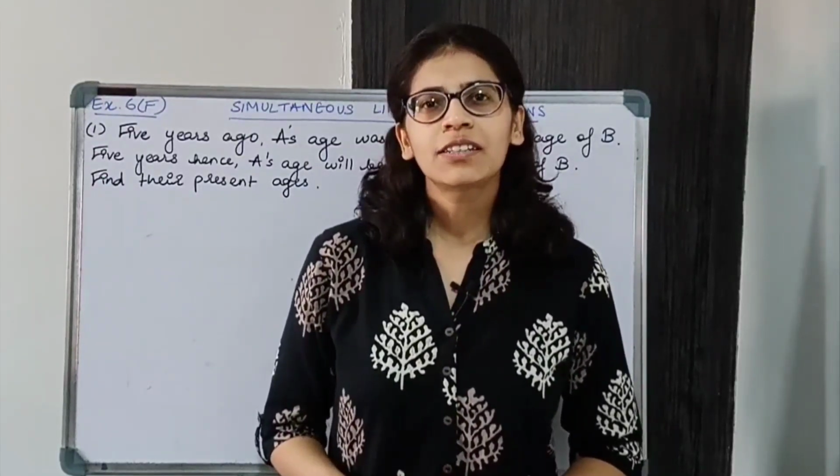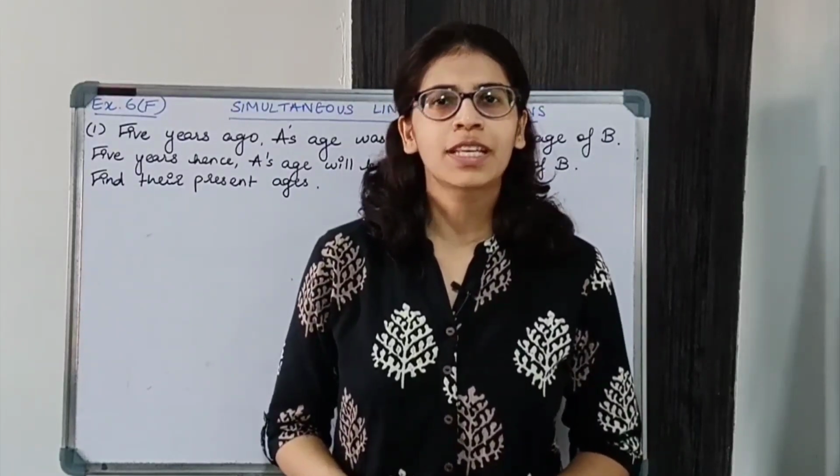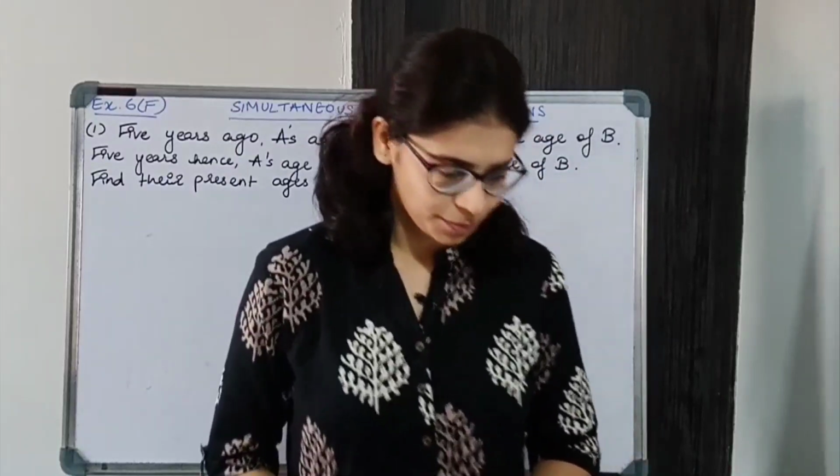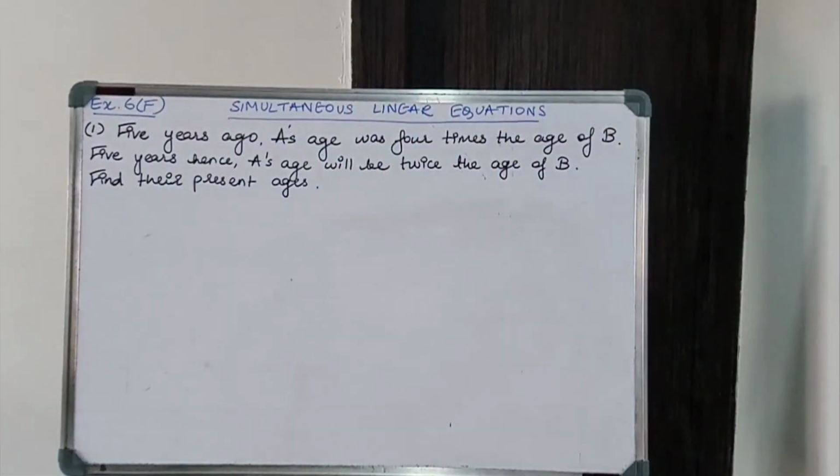In this video, we'll start with exercise 6F from chapter Simultaneous Linear Equations. So starting with question number 1. 5 years ago, A's age was 4 times the age of B. 5 years hence, A's age will be twice the age of B. Find their present ages.